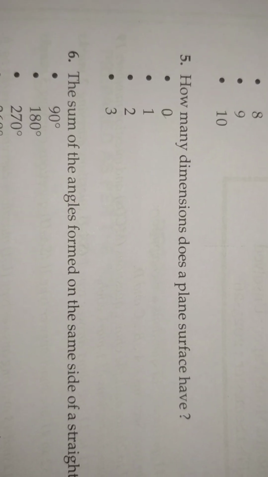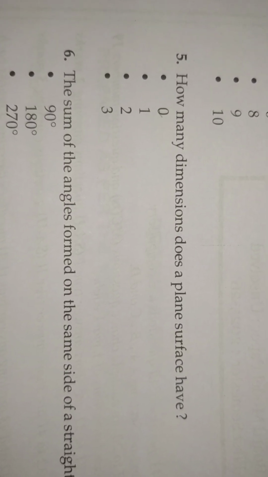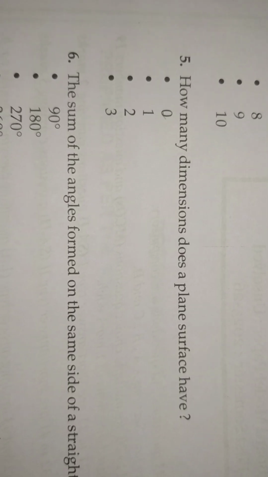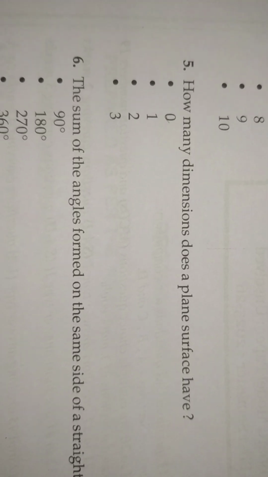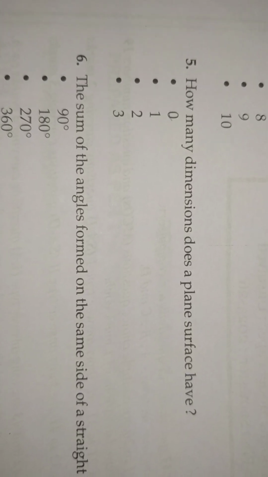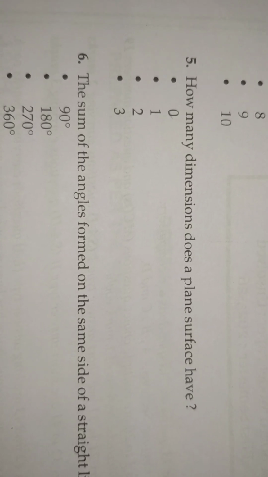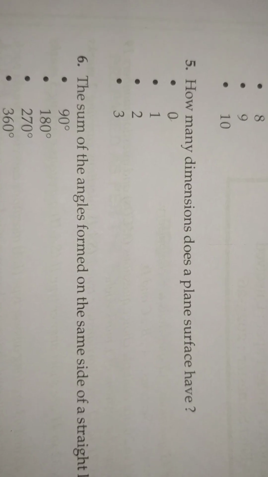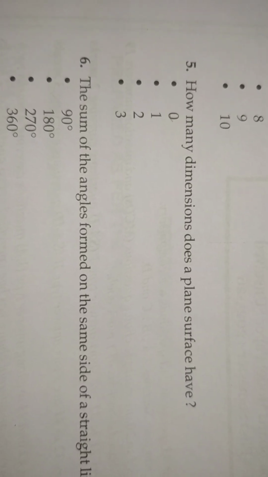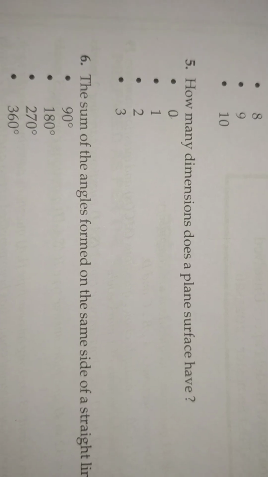Question number 5. How many dimensions does a plane have? For a point, the dimension will be 0. For a line, the dimension will be 1. For a plane surface, the dimension will be 2. So your option is the third one.